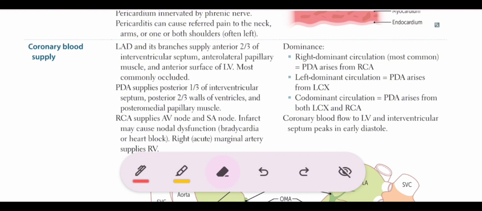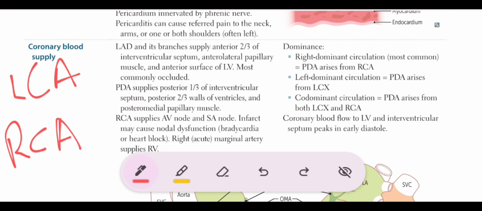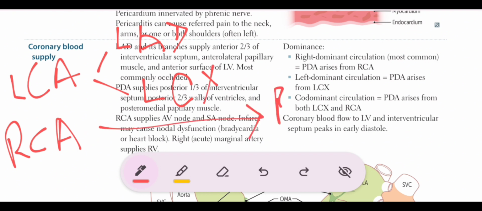Then we have coronary blood supply, that is blood supply of the heart. The blood supply of heart is through two arteries. One of them is the left coronary artery and another one is the right coronary artery. The left coronary artery gives two branches. One of them is left anterior descending artery. One is the left circumflex artery. The right coronary artery gives posterior descending artery.